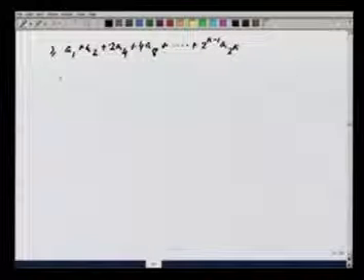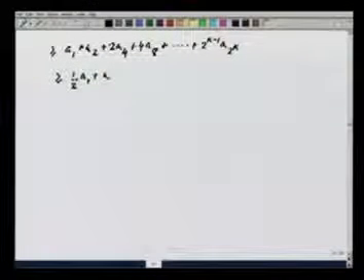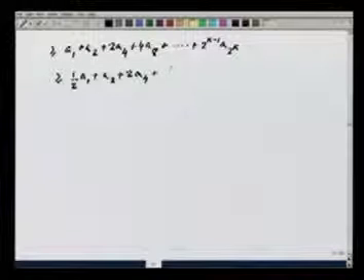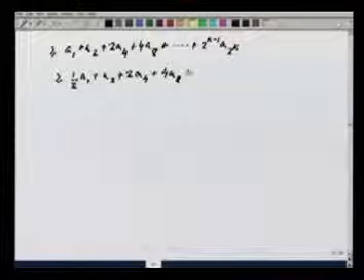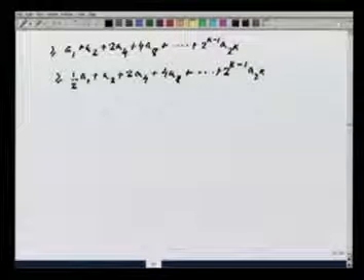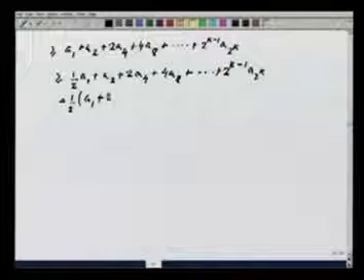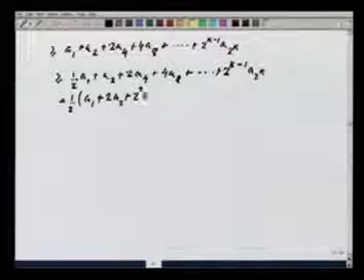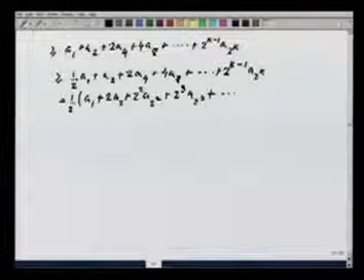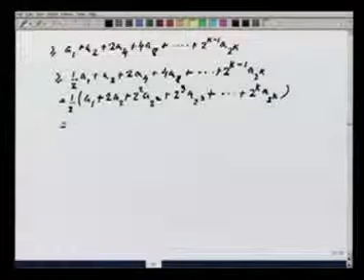Okay, this is bigger than or equal to half a1 plus a2 plus twice a4 plus 4a8 plus 2 to the power k minus 1 a2 to the power k, which is precisely, if I take half common, half of a1 plus 2a2 plus 2 square a2 square plus 2 cube a2 cube and so on up to a2 to the power k, which is nothing but half tk.